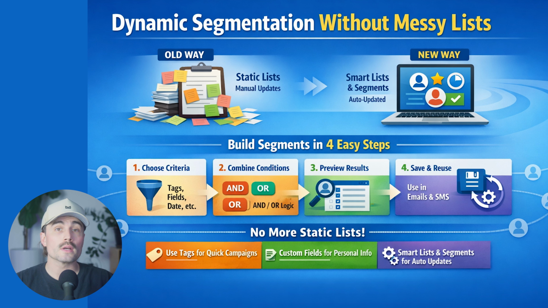Instead, use tags for quick labeling and short campaigns. When the campaign ends, remove unnecessary tags. Use custom fields for permanent information and deeper personalization. Use smart lists and segments to let the system automatically manage who belongs where. Think of segments as living lists that maintain themselves.